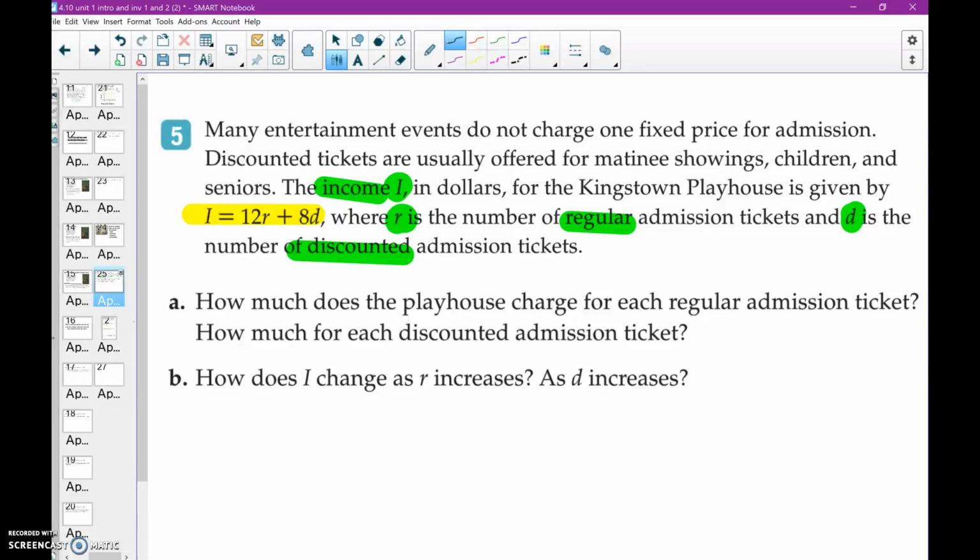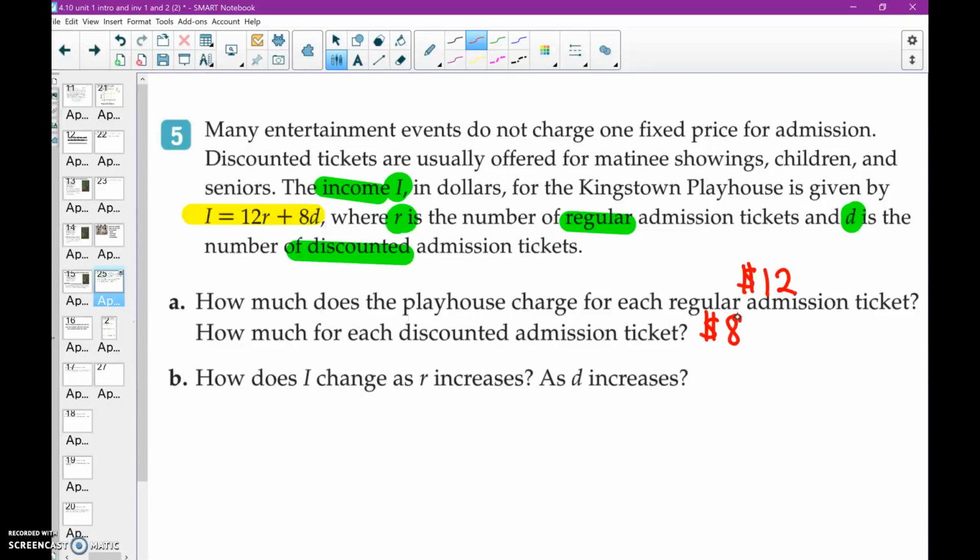Okay. So you should have typed that in. So take a look back at the equation. They don't give us any numbers here, but this equation actually gives us all the key numbers we need. I is income, 12 times R. That must mean that each regular admission ticket is $12 each. So this is $12 plus $8 times D, the discounted tickets. That must mean each discounted ticket is worth $8 because when we add it all up together, that's how you get the total income. So discount is $8.